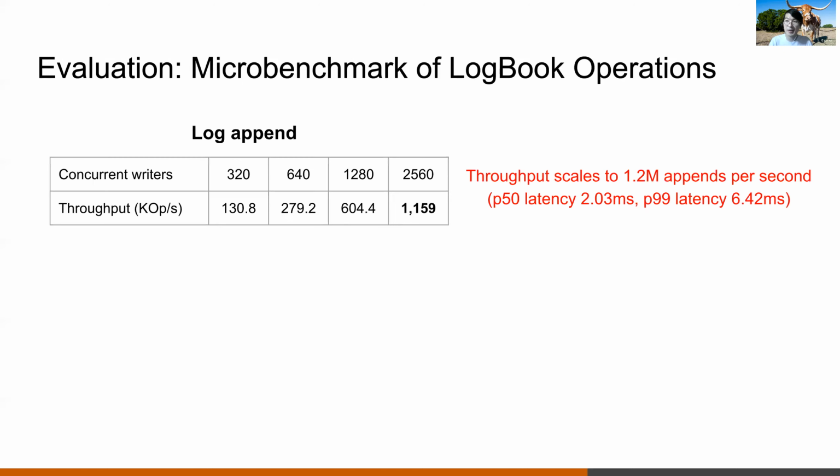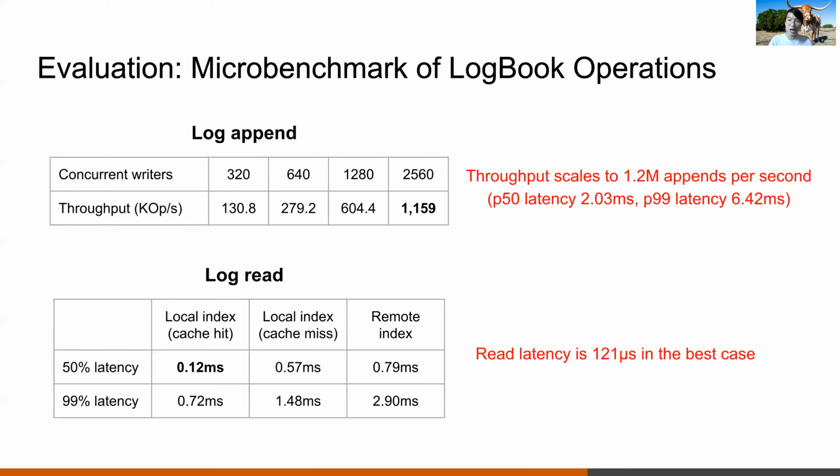For log appends, Boki can achieve high throughput. The append throughput can scale to 1.2 million appends per second. In this case, the median append latency is still low, which is around 2 milliseconds. Boki also achieves low read latencies. In the case that the local log index is used with a cache hit, the read latency is as low as 120 microseconds. For other cases, the median read latencies are generally within 1 millisecond.